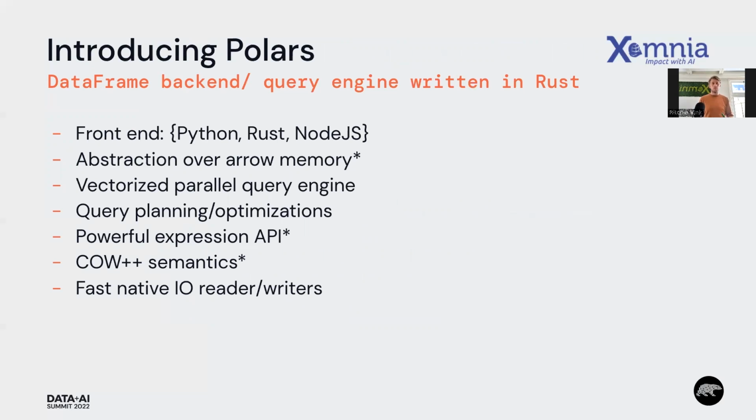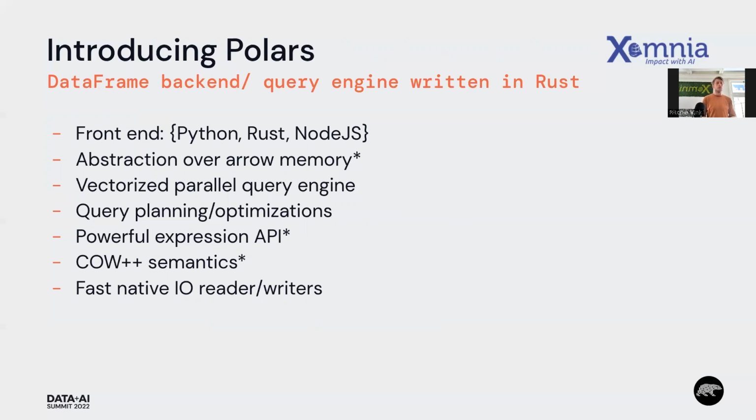Polars wants to be a DataFrame backend query engine that doesn't have these problems and is really built from the ground up to be very efficient for in-memory queries and be very smart in how it does its parallelism. So Polars has got a front end, and the front end is available in Python, Rust, and Node. It's an abstraction over Arrow memory. I will get to what Arrow memory is in a bit. It's got a vectorized parallel query engine, and it's got query planning optimizations. This means that we can often choose to do much less work than needed.